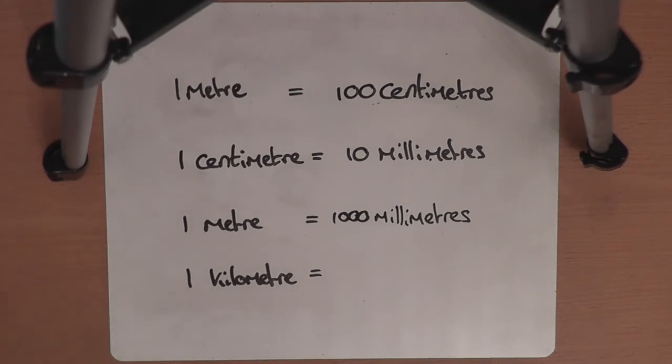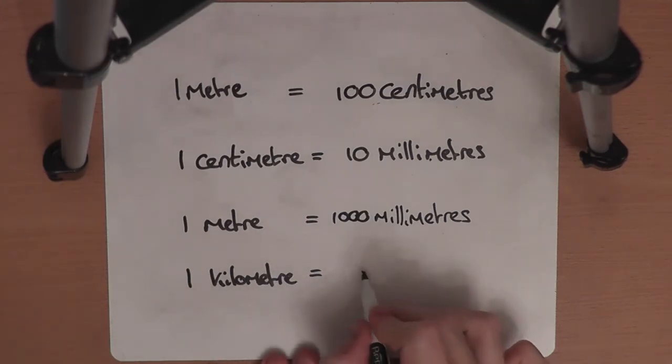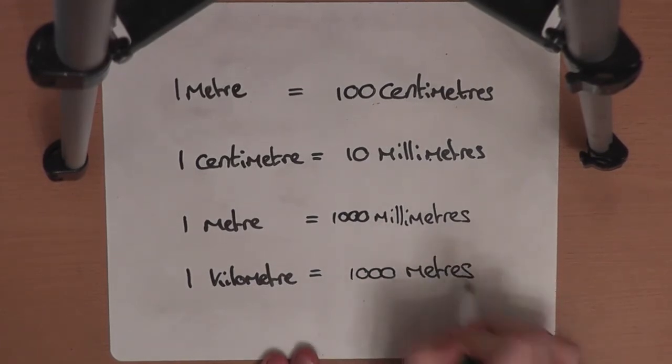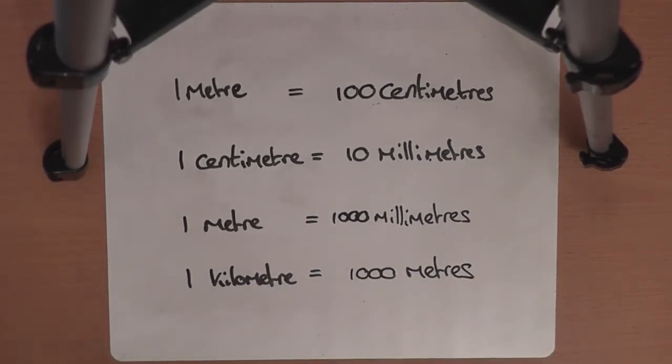One more that we need to know. We can find a fact involving kilometres. That was the last of our metric measures within distance there. And it turns out that 1 kilometre is 1,000 metres. There's no real way of knowing that other than just knowing it.